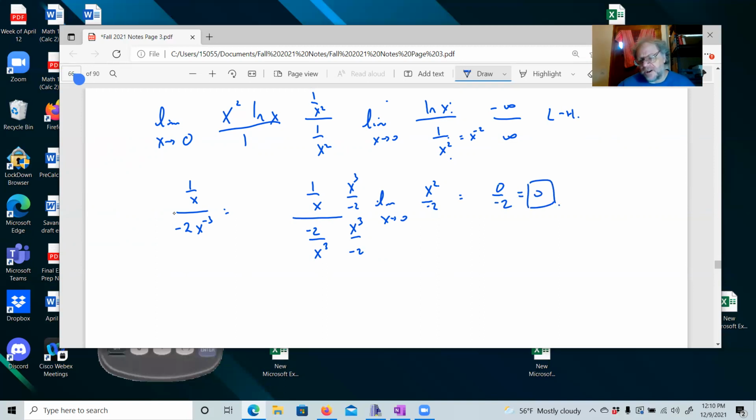So just be careful. These could be done multiple times as well. Be careful about that. But other than that business, that's L'Hopital's rule.